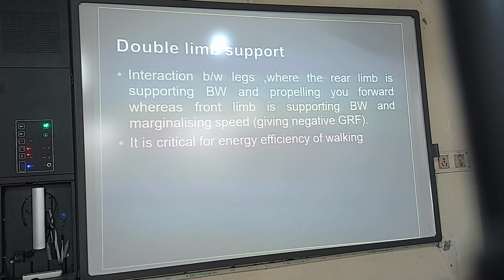Now, this is very important here because we will be discussing everything on this. Double limb support is an interaction between the legs. That is where the rear limb is supporting body weight and propelling you forward, whereas the front limb is supporting body weight and moderating speed. That is, it is giving a negative ground reaction force.